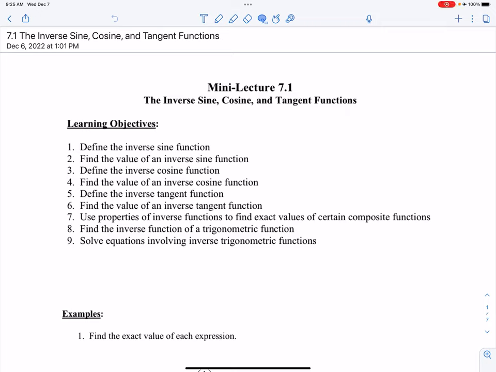Welcome to lecture 7.1, the inverse sine, cosine, and tangent functions.